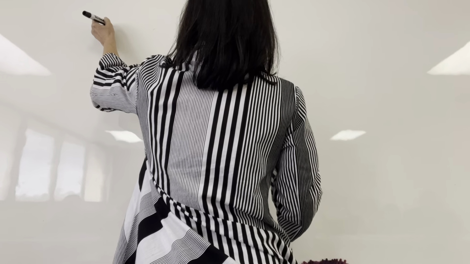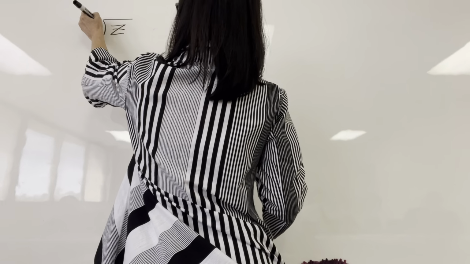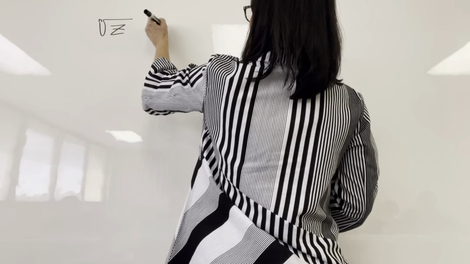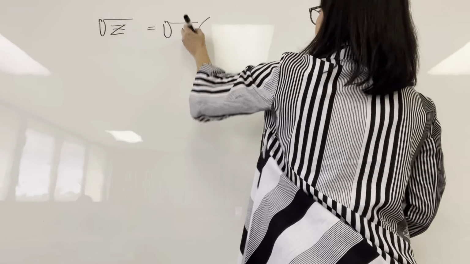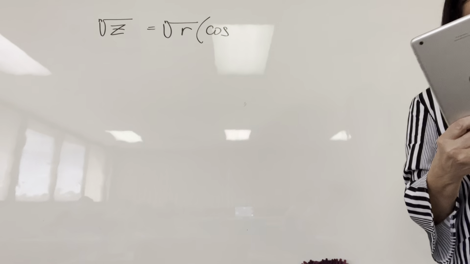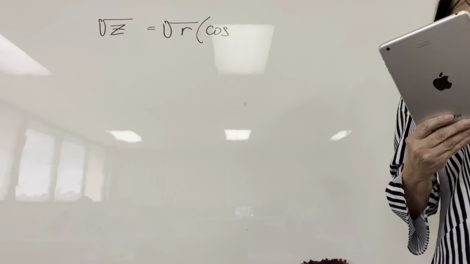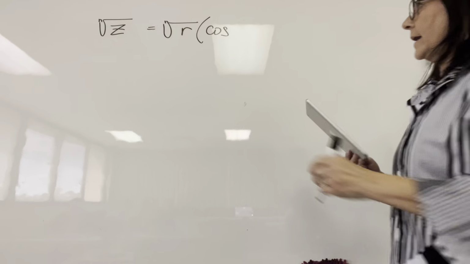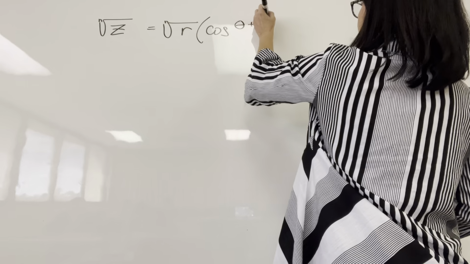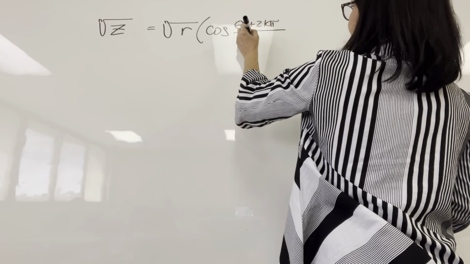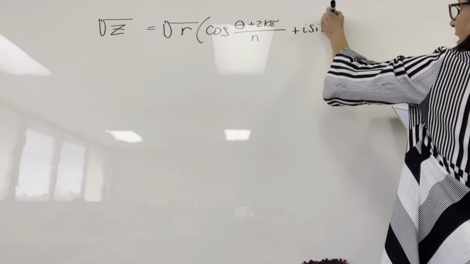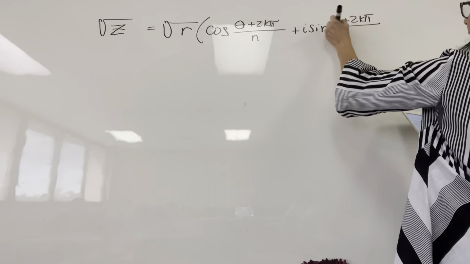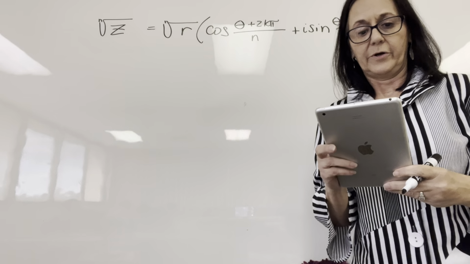If I want the n-th root of z, some vector, then it's going to be the n-th root of r, my modulus, times cosine, and remember we said it was division, however, we're also going to keep going around the unit circle. So it's theta plus 2k pi all over n, plus i sine theta plus 2k pi all over n, n being the root.